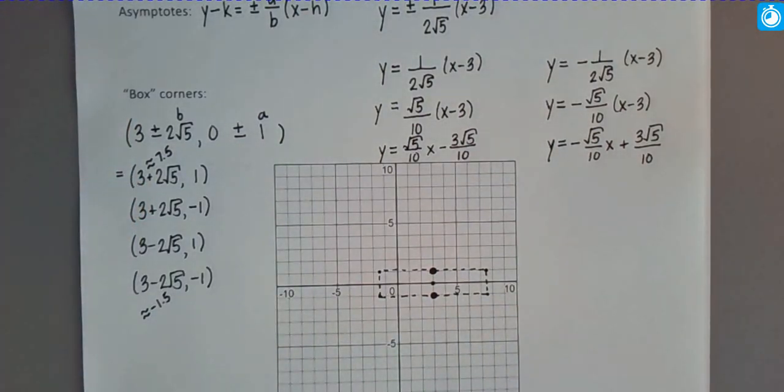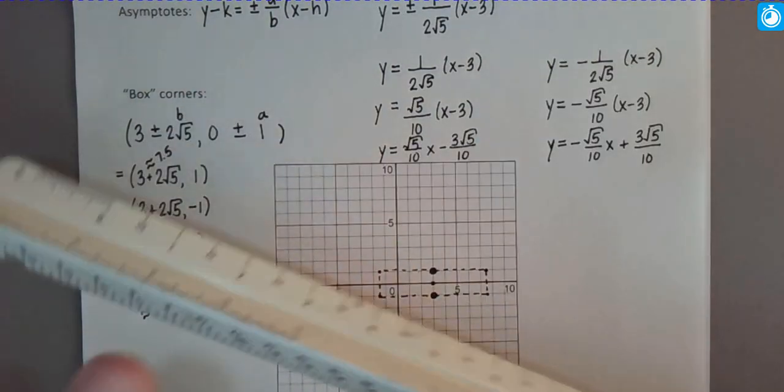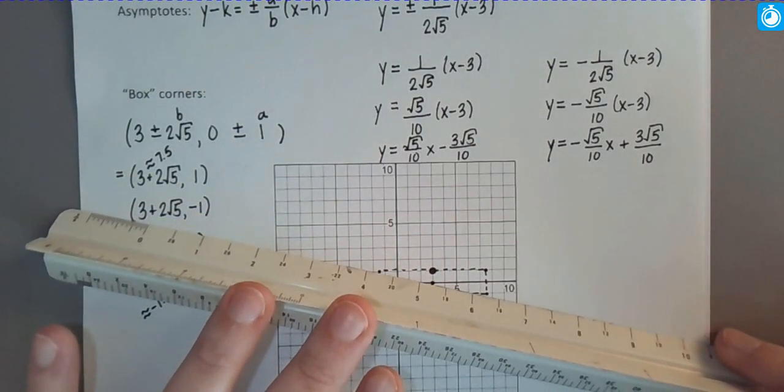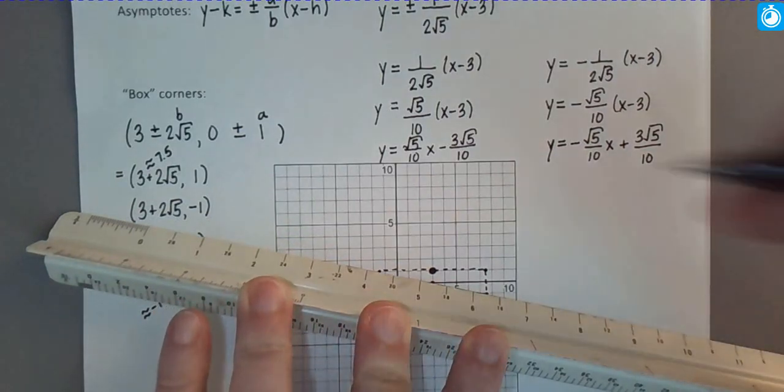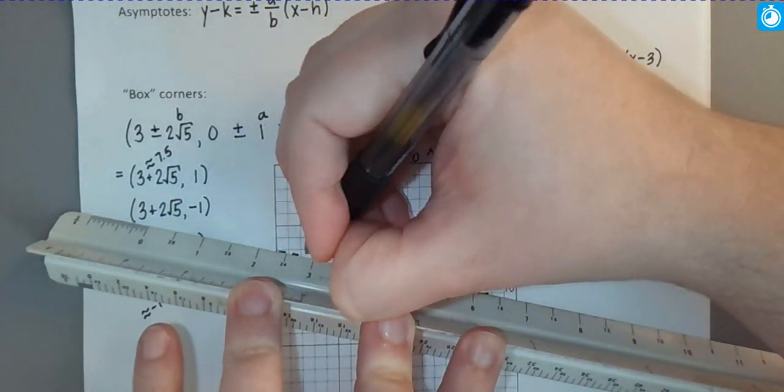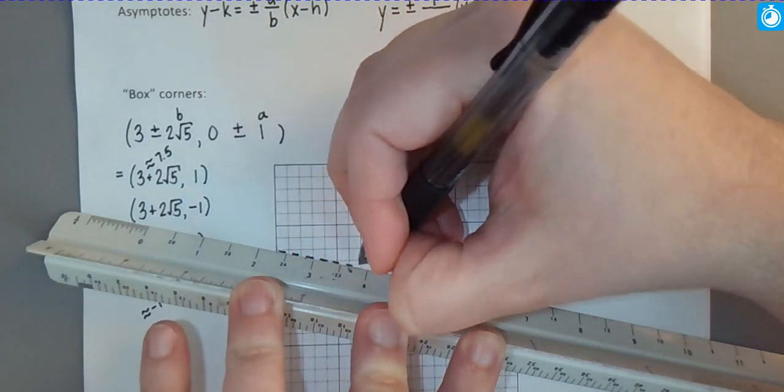And then how do we use the box? So we've got the box. That was the hard part. The way we use this is by then taking a ruler, a straight edge, something like that, and you want to connect the opposite corners of your box to form your asymptotes.